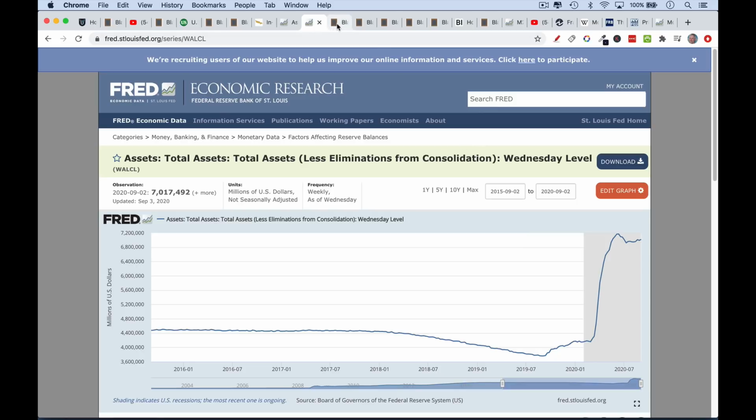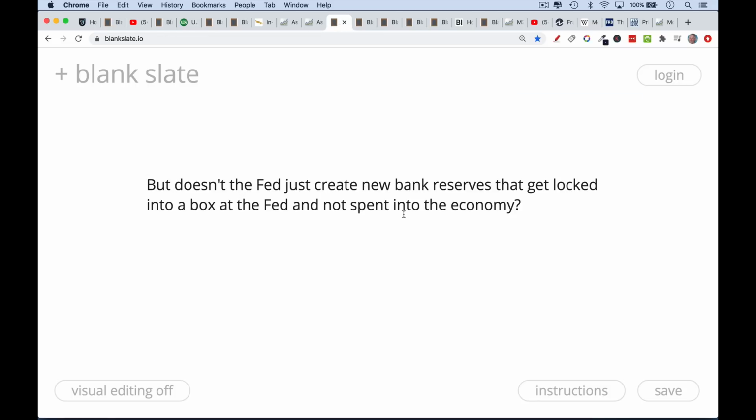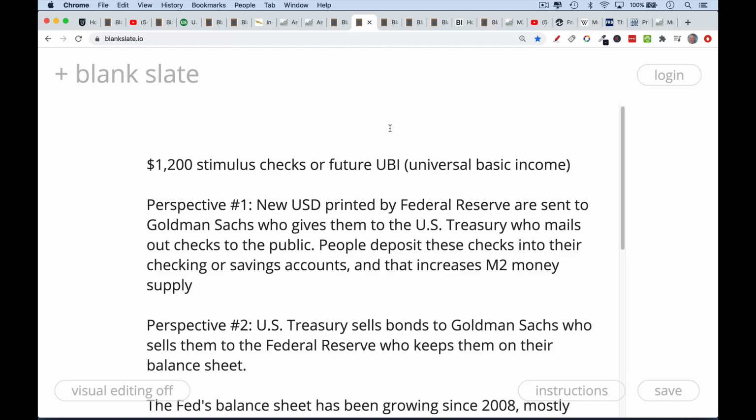And we're going to go a little bit more into those numbers later. Now, this is the question that D Midnight Runner was asking: doesn't the Fed just create new bank reserves that get locked into a box at the Fed and not spent into the economy? And I hope, as this video will make clear, that this money does make it into the real economy. And we'll use an example.